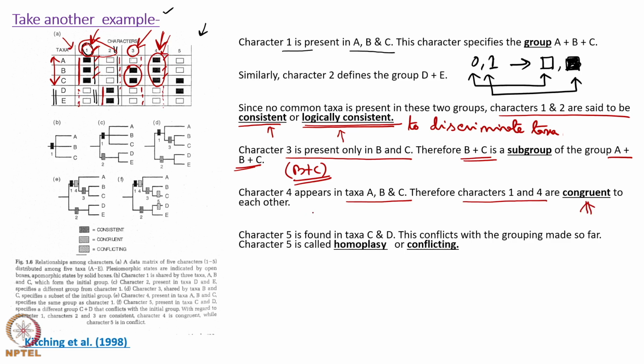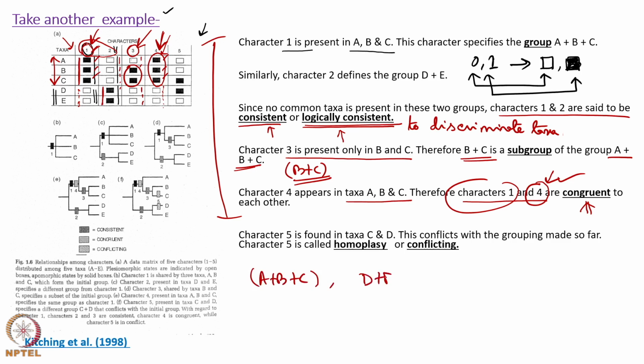That means, the argument that I will make with character 1, the same argument of grouping can be done also with character 4. So, with this much of discussion and from that data set, it looks like we are able to make two groups, A plus B plus C and then D plus E.